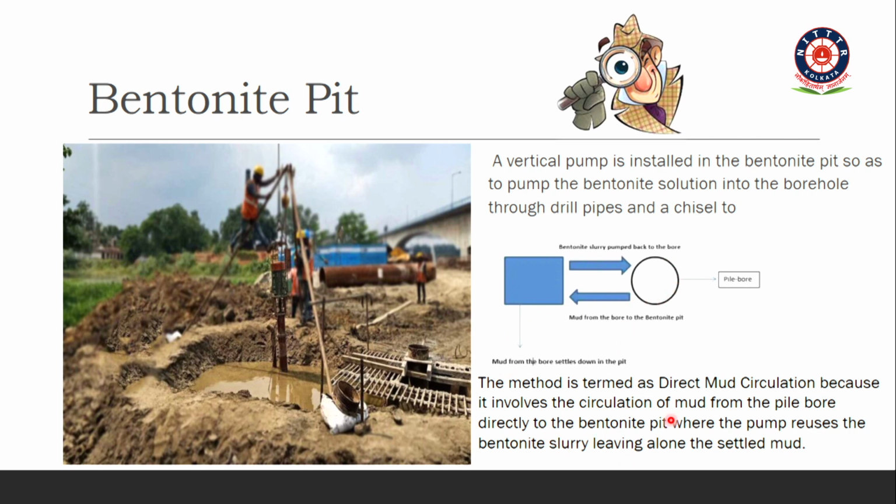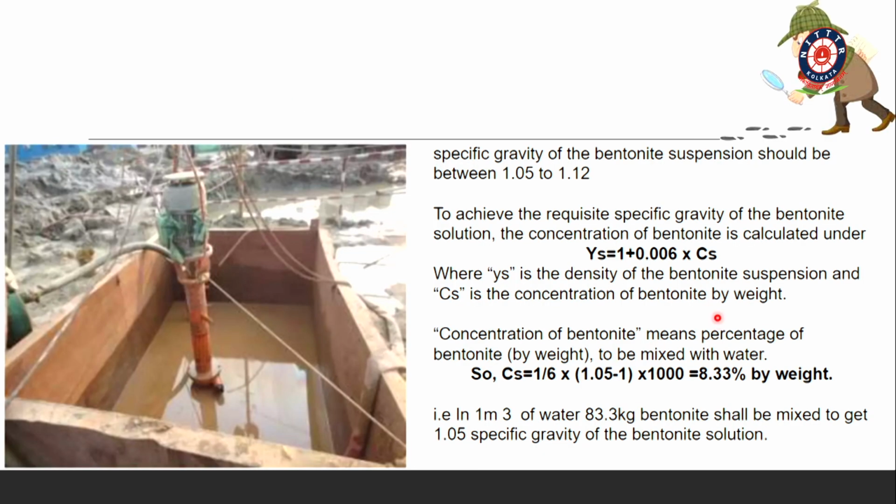See, this process is known as direct mud circulation because it involves circulation of mud from the pile bore hole directly into the bentonite pit, where the pump reuses the bentonite slurry, allowing the mud to settle. That's why it is called direct mud circulation. It means circulating from the pit to the bore hole. When we are talking about the bentonite, the specific gravity we should maintain is 1.05 to 1.12.